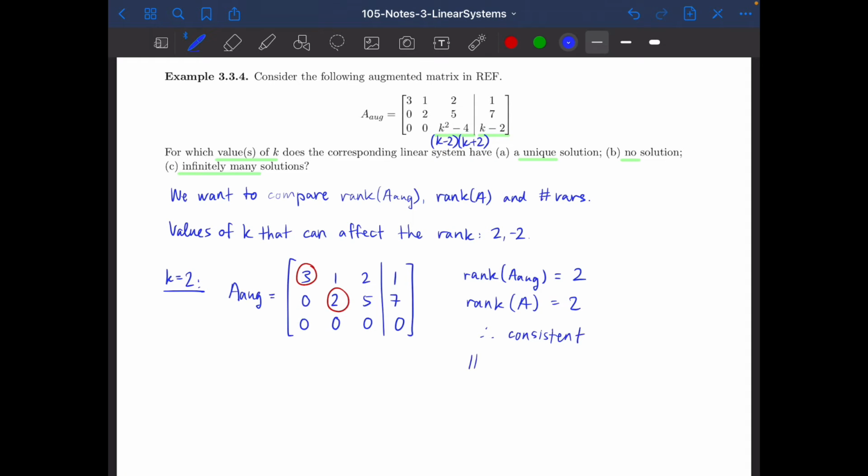Now, what is the number of variables? The number of variables is 3, which is not equal to the rank of the augmented matrix. And so therefore, the corresponding linear system has infinitely many solutions.